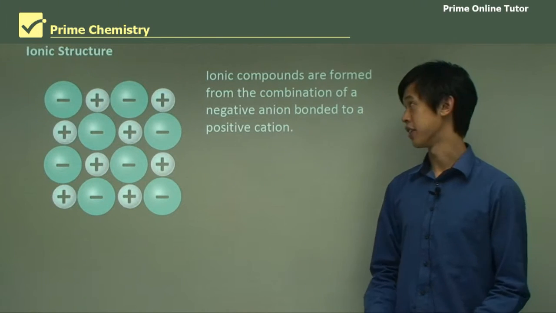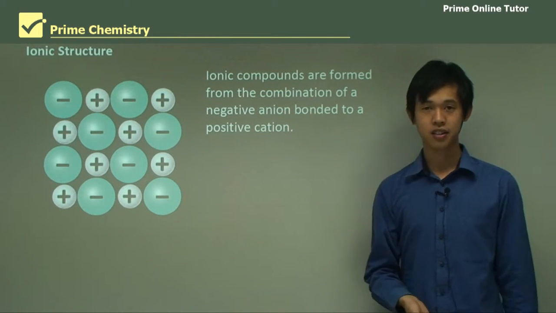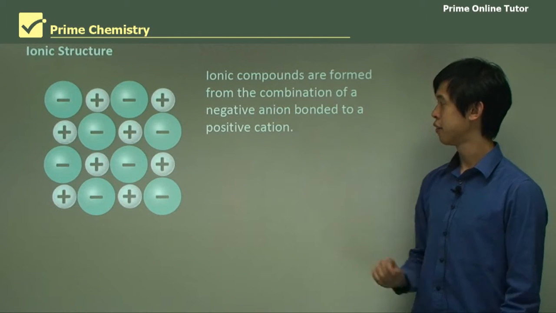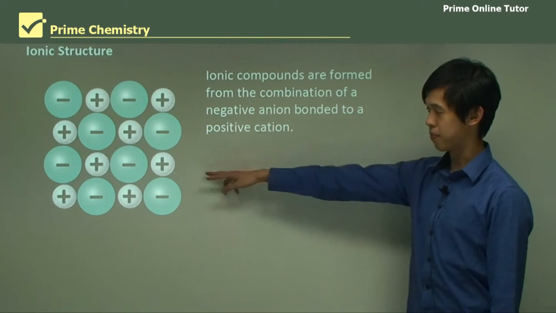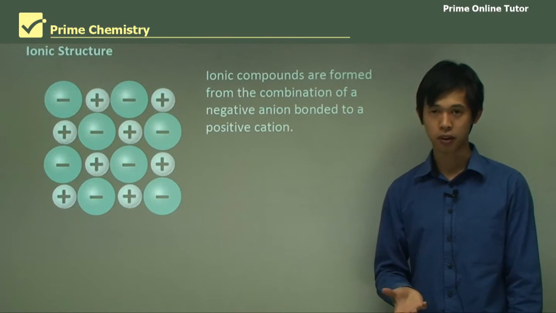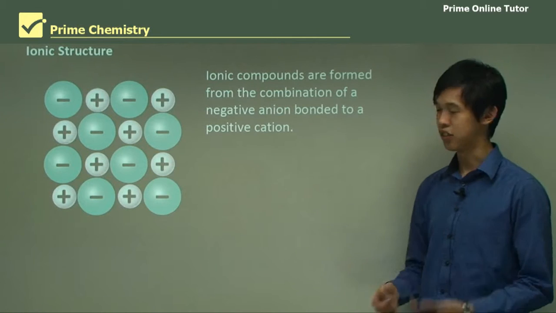So the ionic structure. Ionic compounds are formed from the combination of a negative anion, so any ion that is negative we call an anion, bonded to a positive cation. Positive ions we call cations. So that's probably how I'm going to refer to them through the lesson, just to keep you aware.